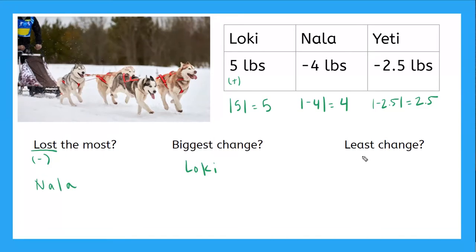Now, who had the least change? To do this, we want to know the absolute value of each dog's weight change, and then the least change would mean the closest to 0, so the smallest number. Since we already took our absolute values here, we are now looking for the smallest number. That would be Yeti, right? 2.5 is the smallest. So Yeti had the least change. Did he lose or gain these 2.5 pounds? Since this is negative, that means Yeti lost 2.5 pounds.